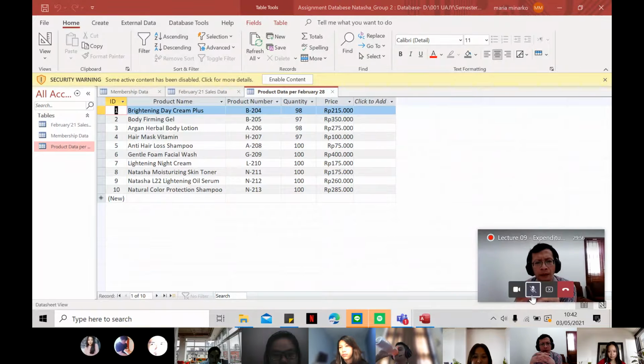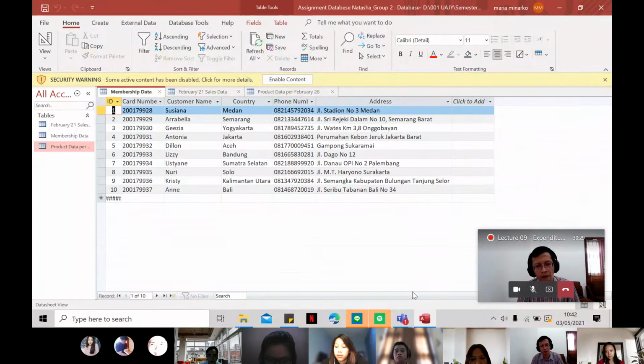Okay, let me ask you, why did you need to put the date on product data and sales data? Because we just collected it in February, not all the months, and this is the data from the last February. Okay. Now, you don't need to put that into the name. You can just call it product. It doesn't matter when you collected it.